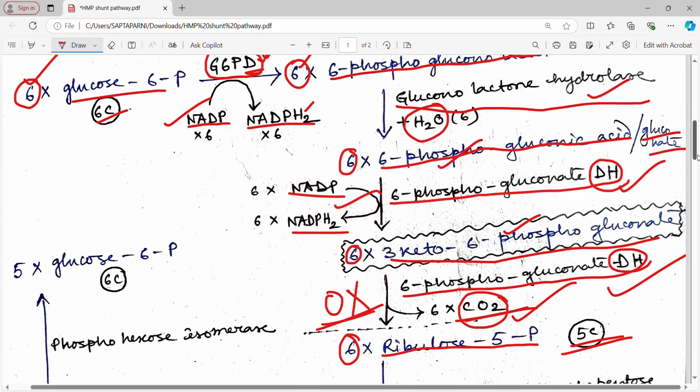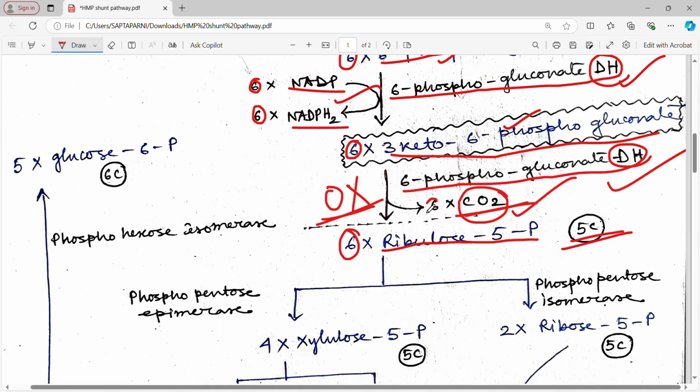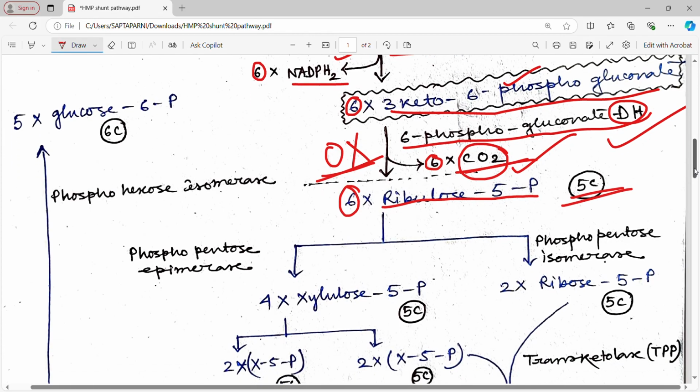As we are dealing with 6 molecules of each and everything, obviously in the first and third step you will see that 6 molecules of NADP get converted into 6 molecules of NADPH2. Similarly in this step also, and in this step 6 molecules of water is added, and here 6 molecules of carbon dioxide are released. Now from these 6 molecules of ribulose 5-phosphate onwards, whatever reactions you will see are of non-oxidative type. No oxidation reduction reaction will occur here, no NADPH2 will now form.